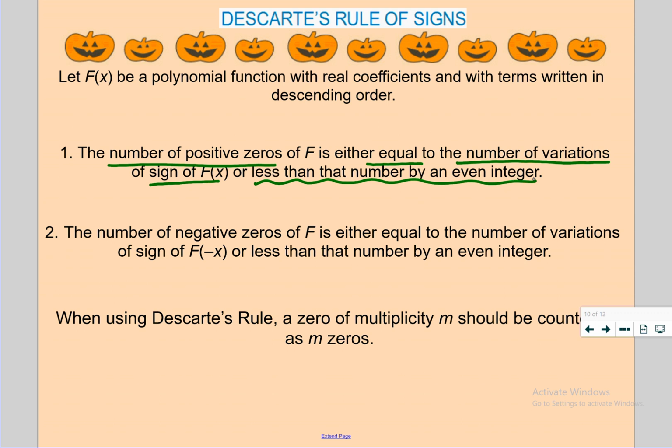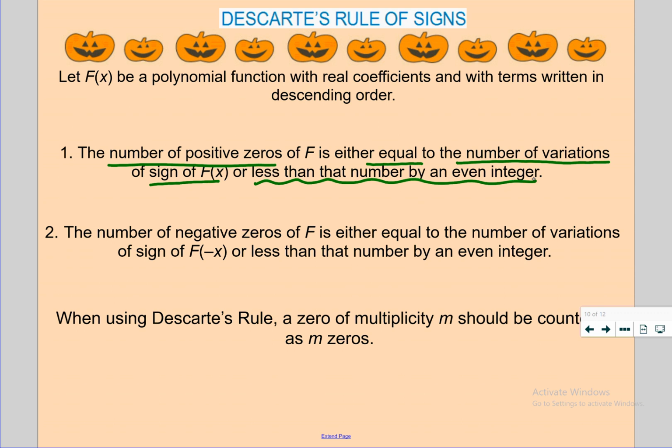Okay, and then we use synthetic division and things to narrow it down more than that. I know not to subtract more than that because I can't have a negative amount of something. So we either stop at 1 or 0. Let's say I had 4 variations of sign. My answer would be 4 or 2 or 0. So you just keep subtracting 2 until it doesn't make sense anymore.